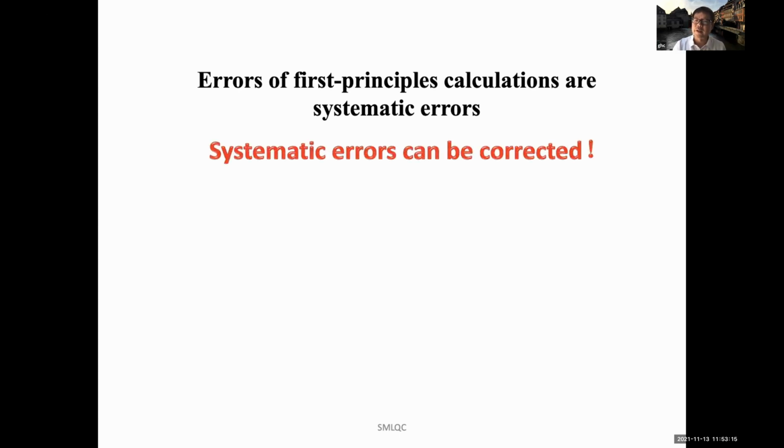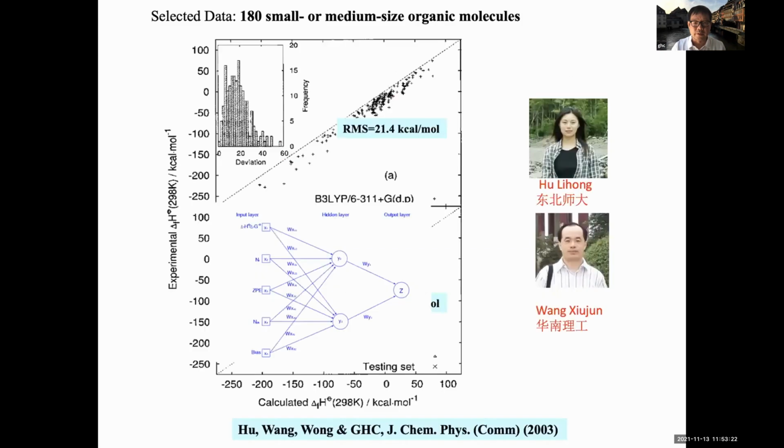So in the rest of the time, I want to switch gears a little bit. Now I assert that, except for quantum Monte Carlo, all the first-principles calculations, I've been calculating the error compared to the exact result, are systematic. They are systematic errors. By definition, systematic error can be corrected, calibrated, right? So what we can do is use machine learning to do this.